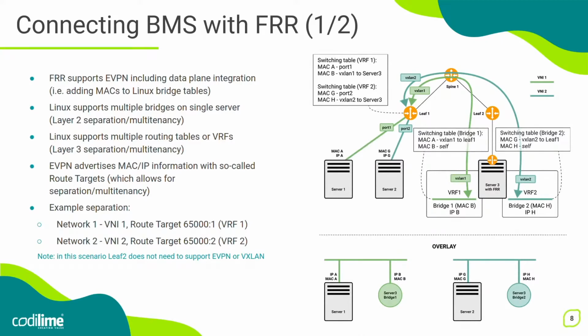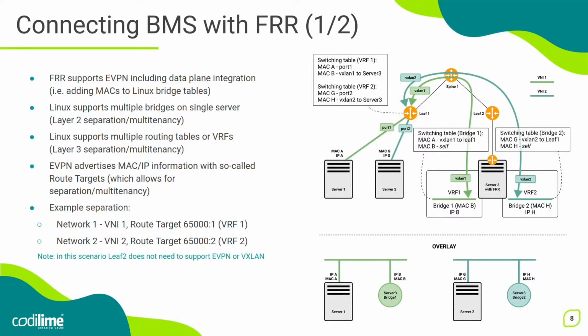Now, the only thing that is left is to also have EVPN sustain this separation, sustain this multi-tenancy. And it does support it. In order to do that, it uses so-called route targets. This is a feature of the BGP protocol, and basically it is adding some extra values to the MAC and IP information that is being advertised by the EVPN protocol.